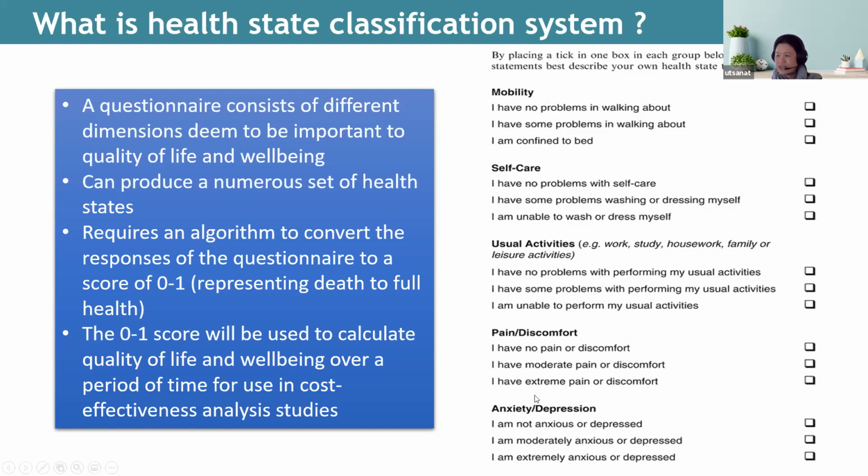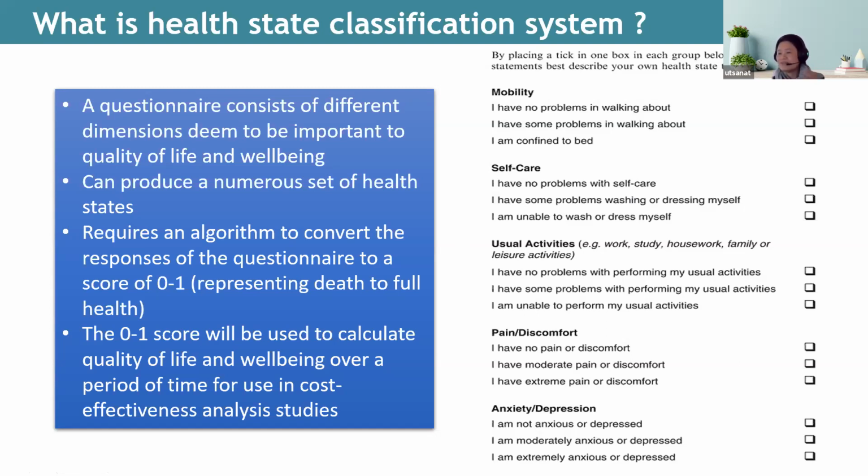And in each dimension, there are 3 rating scales, ranging from no problem at all, to some problems, to extreme problems. So if someone answers the questions of this EQ5D, there will be a combination of 5 times 3, which makes up 243 distinct health states that can be measured using this short questionnaire. This is called the descriptive system, which later on will be converted into a score ranging between 0 and 1, where 0 represents death and 1 represents full health.